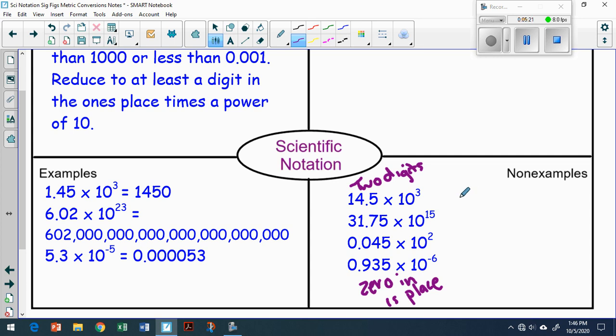One last non-example I would like to add in would be something like 3.5 times 12 to the third. I can never have any power of something other than 10 because that's a different calculation and I'm no longer just moving decimal places around. So this also would be a non-example because it is not base 10.